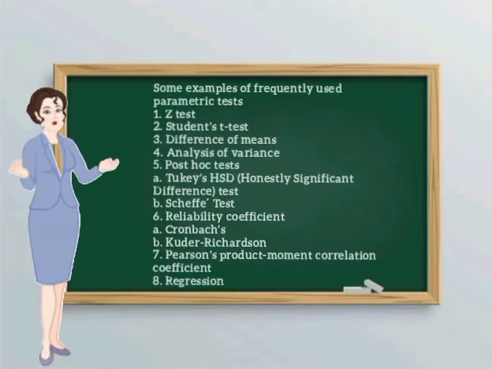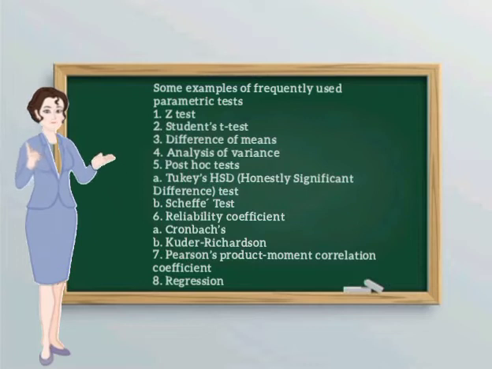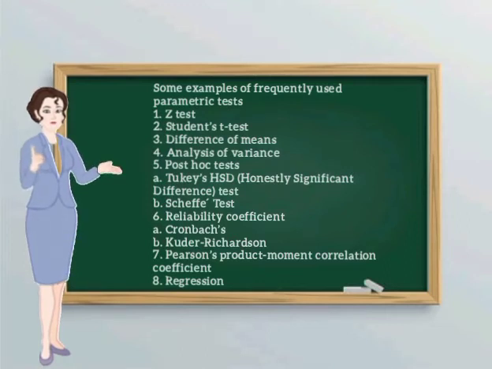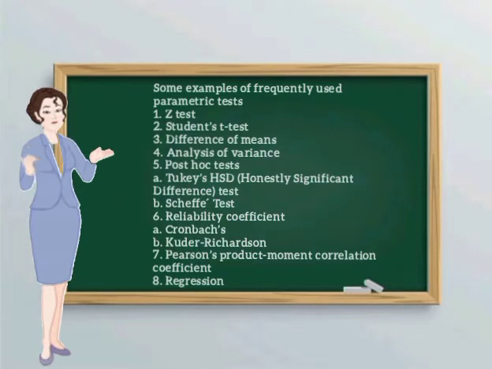Some examples of frequently used parametric tests include the following. 1. Z-test. This test, using standard scores, tests the difference between a group's results and the results that would be expected due to chance alone. 2. Student's t-test. A test that can be used in place of the z-test where there is still only one group but where, in contrast to the z-test, the standard deviation of the population is not known.